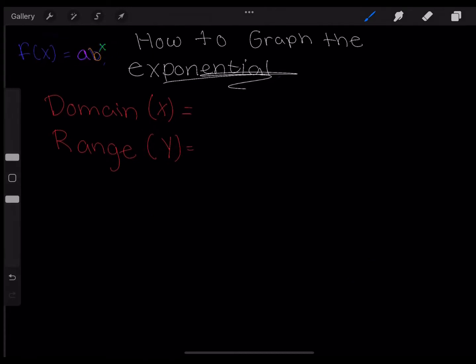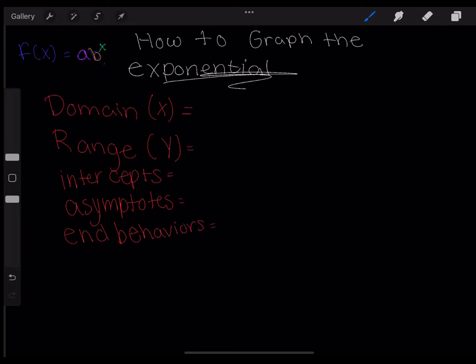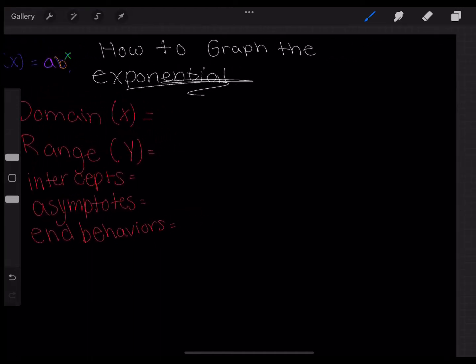So moving on to how to graph the exponential functions. Here are some of the things that you're supposed to be looking for when you're graphing the functions. You're looking for the domain, the range, intercepts, asymptotes, and end behaviors. So my example is going to be f of x equals 3 to the power of x.